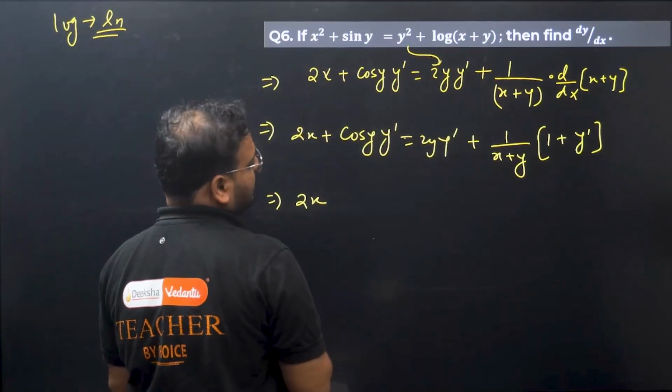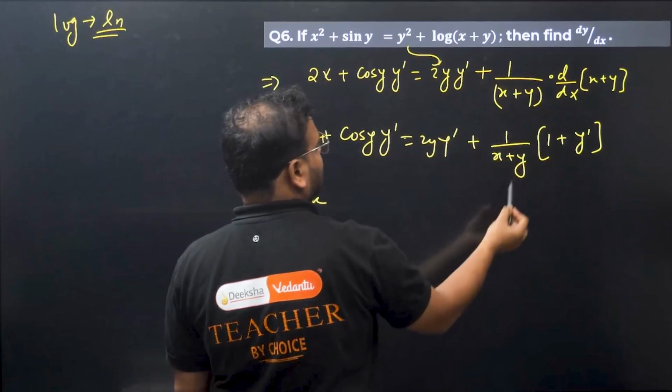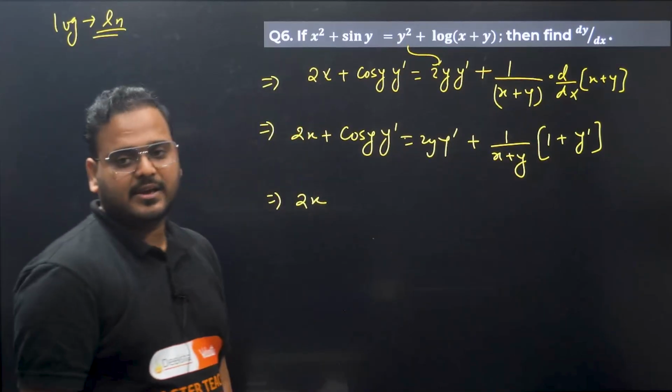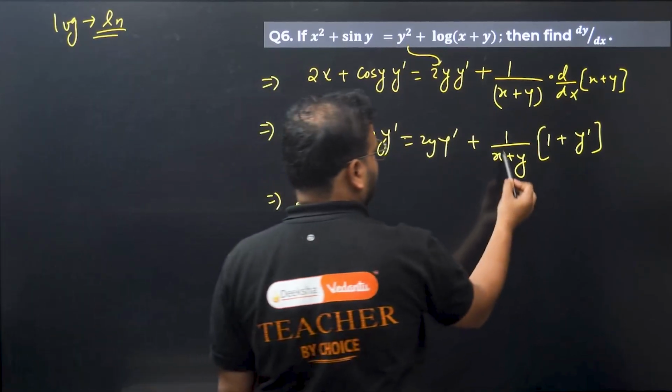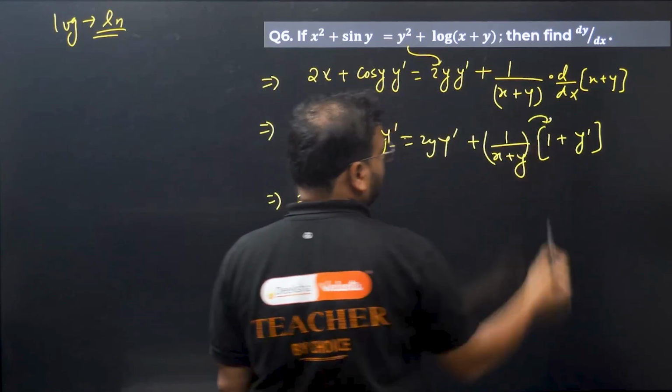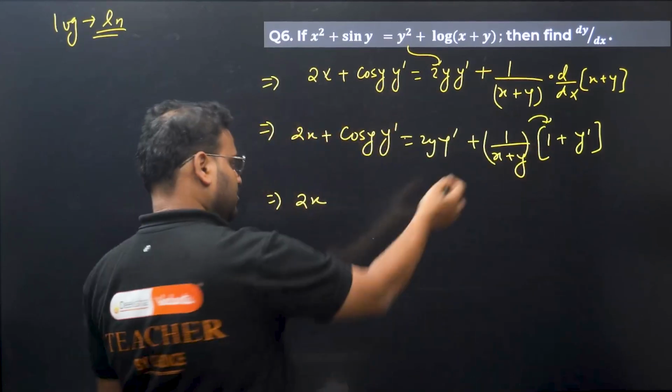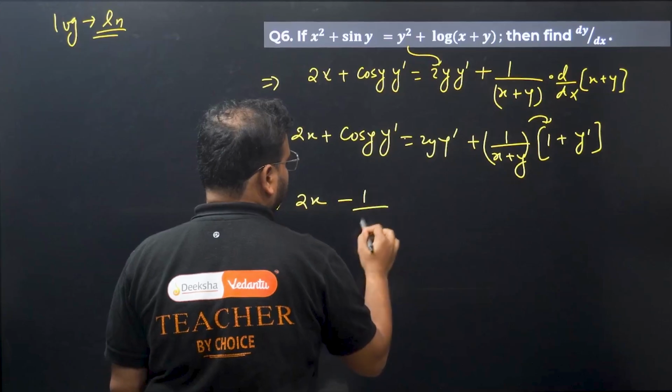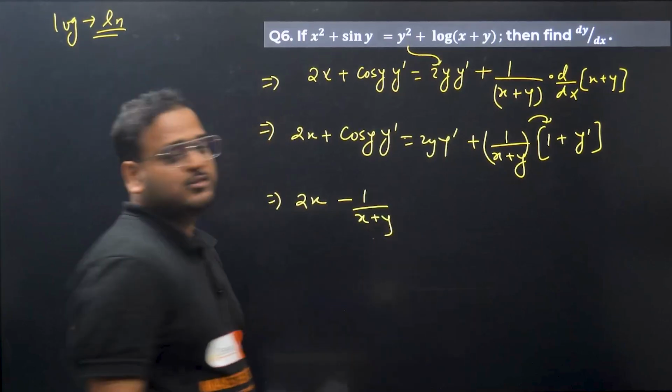2x are over here only. And what is this term? I have only one term which is not having y dash, is 1 upon xy on this side. 1 upon xy into 1 is what? Into 1 is 1 upon xy only. So I will just move it on this side. We'll get minus of x plus y.